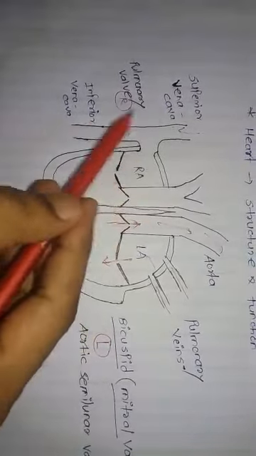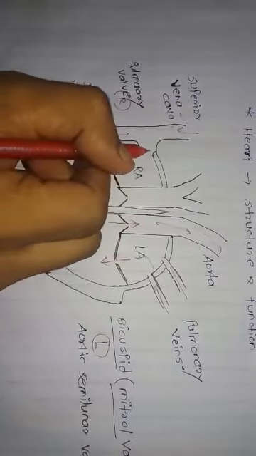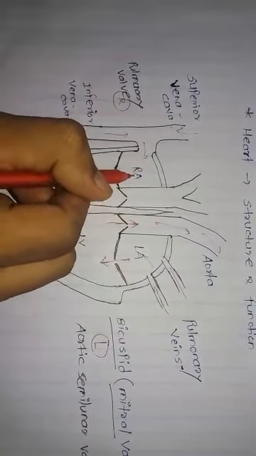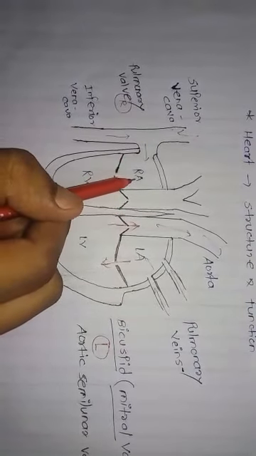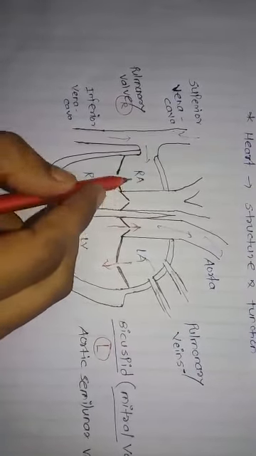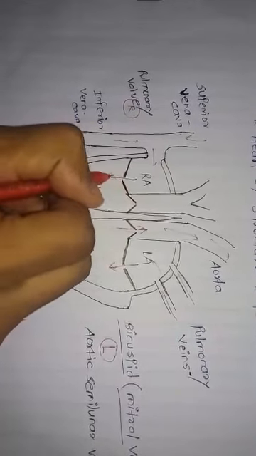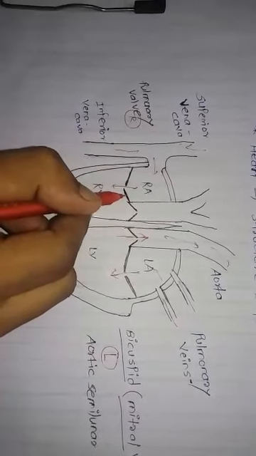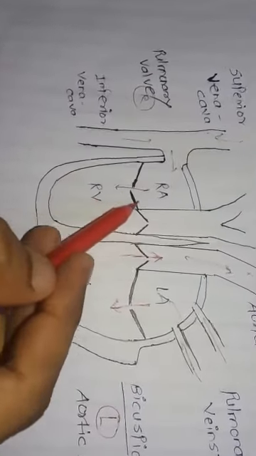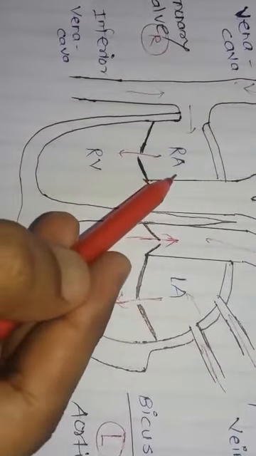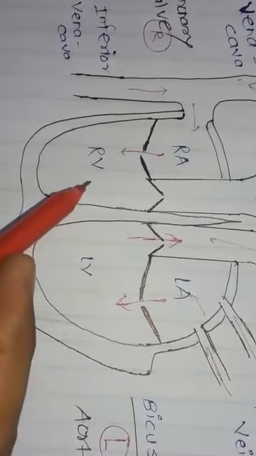So the superior and inferior vena cava drain blood into the right atrium. From the right atrium, blood goes through the tricuspid valve into the right ventricle. Through the tricuspid valve, blood goes from the right atrium to the right ventricle.